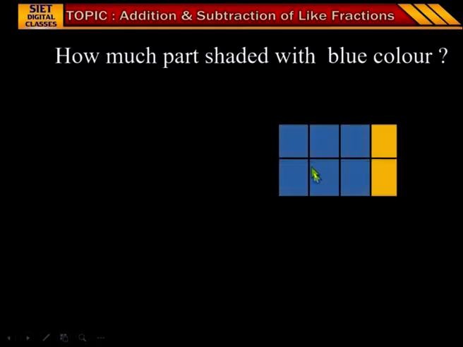See, totally how many parts are there? 1, 2, 3, 4, 5, 6, 7, 8. The total object is divided into 8 equal parts, and colored with blue color there are 1, 2, 3, 4, 5, 6 parts. So, 6 out of 8 parts are colored with blue. That is represented as 6 by 8.